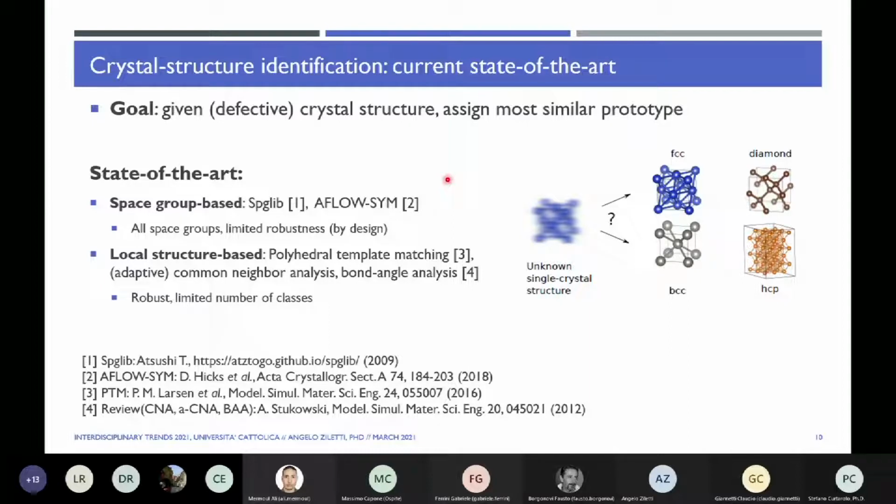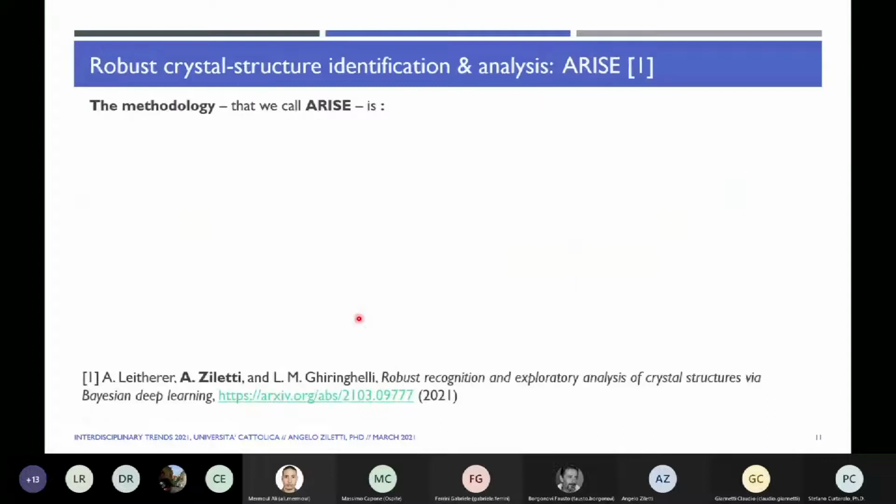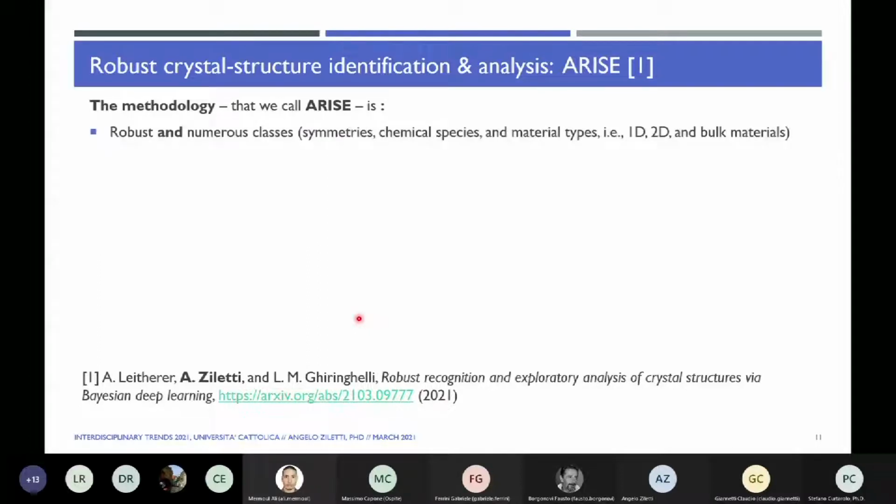And then we have local structure based methods, where you really look at the neighborhood of atoms, and these are some examples. There they are very robust, but they have a limited number of classes, in the region of 4 or 5. So you can imagine that there is some space to do something in between, depending on the application, especially considering that with experimental data you might have noise in the position of the atoms. Therefore, our goal is to have a methodology that is robust and can treat lots of classes.